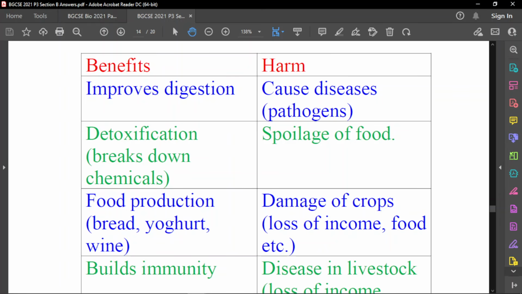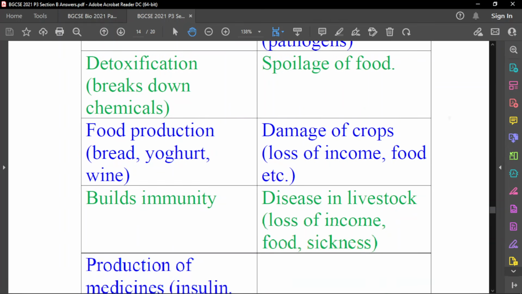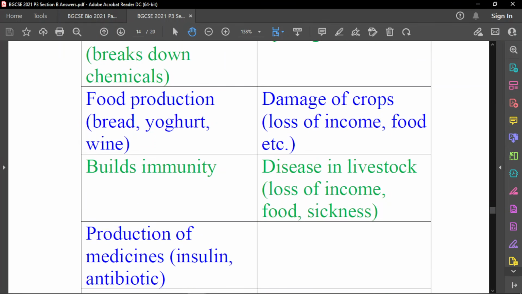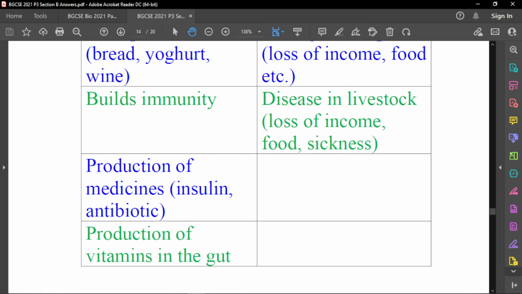Microbes are beneficial to us because they help us to produce food, as we mentioned one up top: yogurt, bread, wine. Another benefit is that they help us to build immunity, because once we're exposed to them, our bodies will produce antibodies against them, and so we build up immunity over a period of time. We become stronger and better against microbes. Production of medicines such as insulin and antibiotics: we use microbes to do these things.